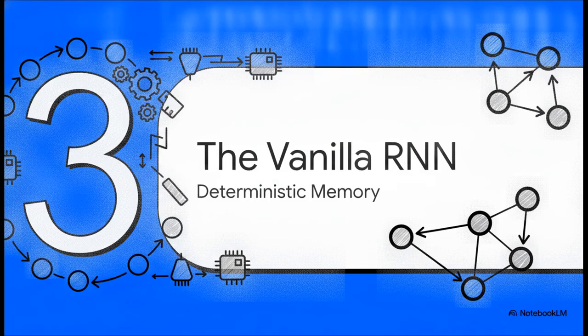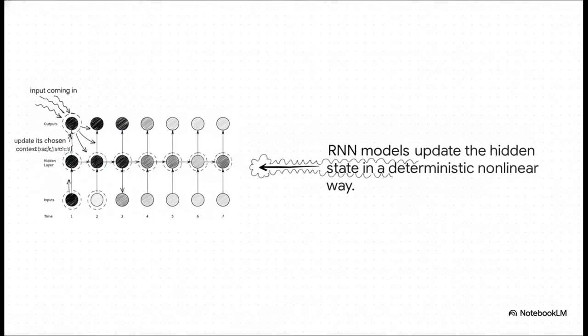Section 3. The vanilla RNN. AI gets a deterministic memory. This brings us to the breakthrough that shattered those early roadblocks, the recurrent neural network, or RNN. When we start to unroll the network through time, we really see the magic happen. At time step 1, an input comes in, hits the hidden layer, and boom, produces an output. But instead of just wiping the slate clean for step 2, the RNN takes the hidden state from step 1 and passes it forward. It updates its hidden state in a deterministic, nonlinear way, literally feeding its chosen context back into itself as a new input.